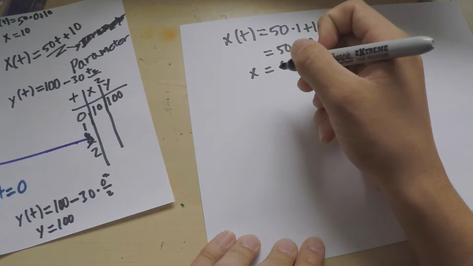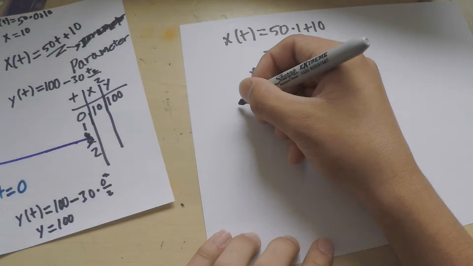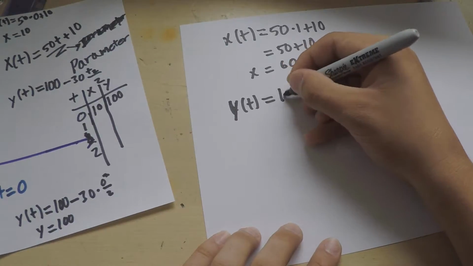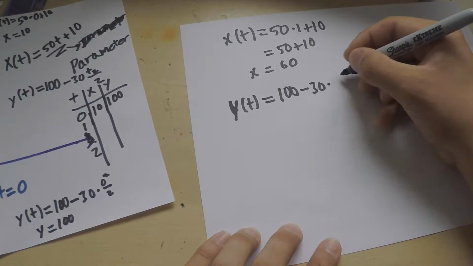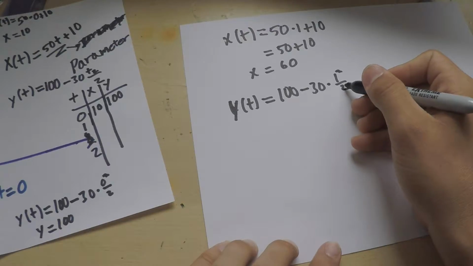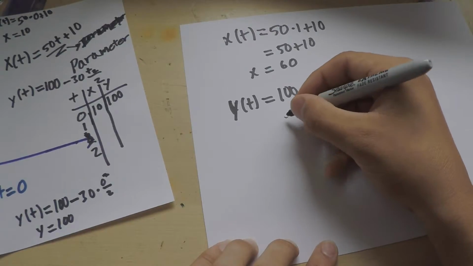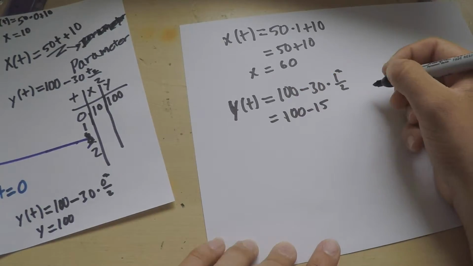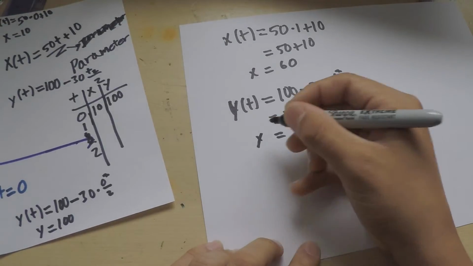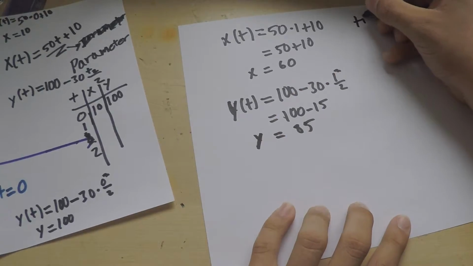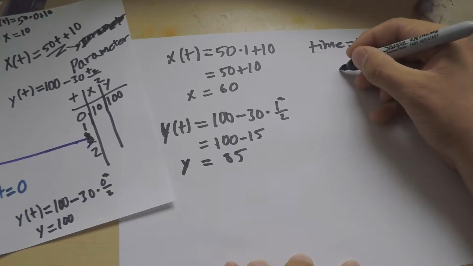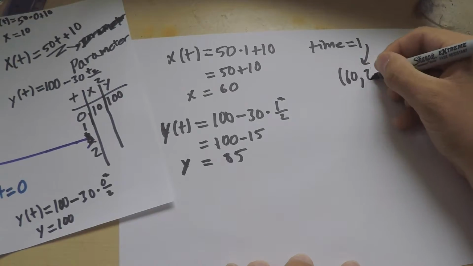Then from there we would see what the y would be. So y as a function of time equals 100 minus 30 times 1 squared over 2. So 30 times 1/2 would equal 15. So that equals 100 minus 15, which would equal 85. So this would be the y coordinate. So at time 1, when time equals 1, x equals 60 and y equals 85.